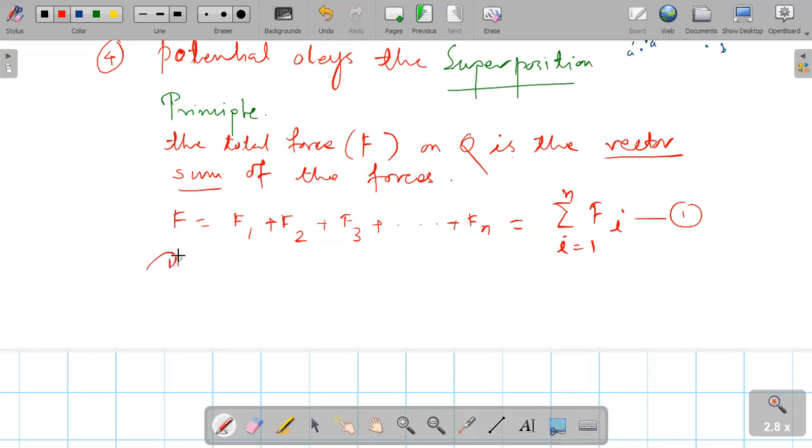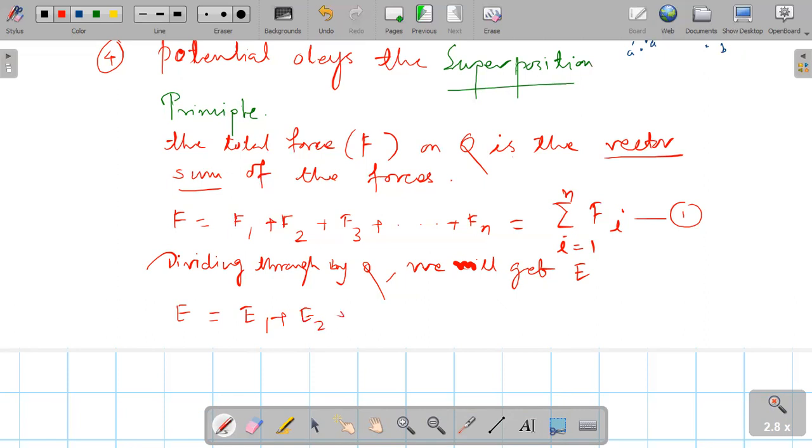Therefore, dividing by Q, we will get E. And for this case, we can write E equal to E1 plus E2 plus dot dot up to En. Again, this is equal to the summation of Ei, i going from 1 to n. Understood up to this level, dear student? This is equation 2.